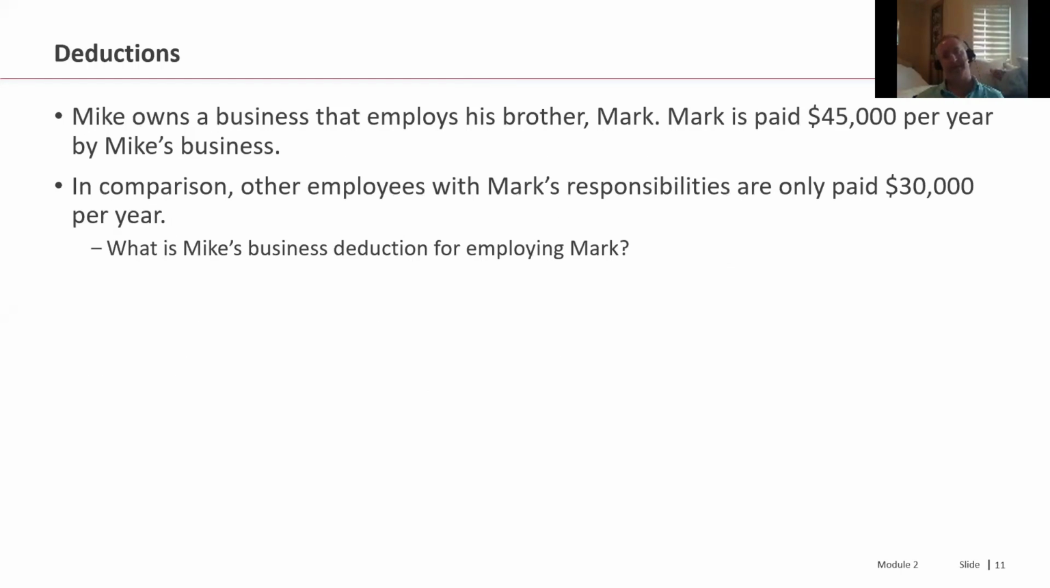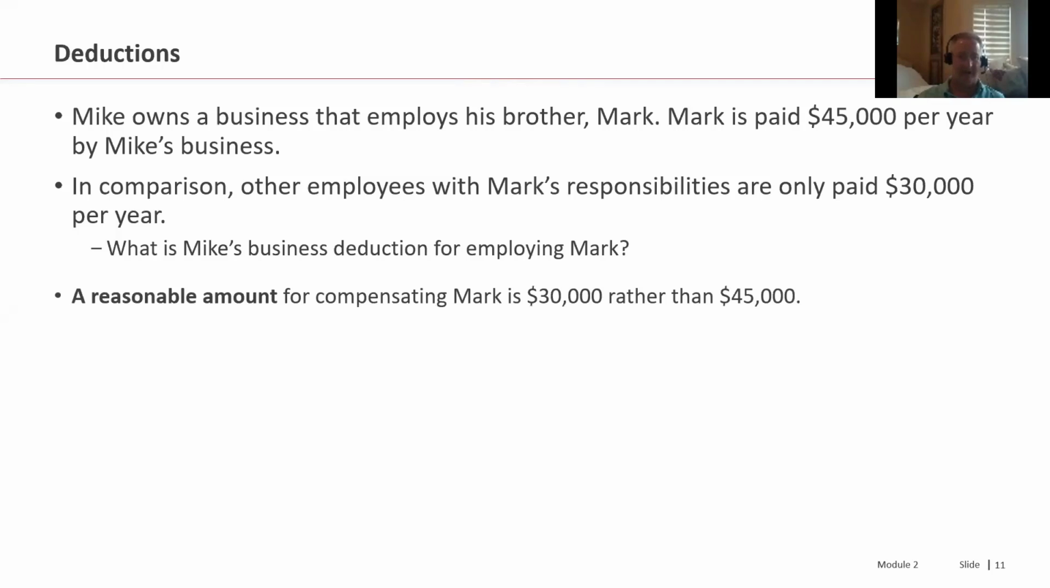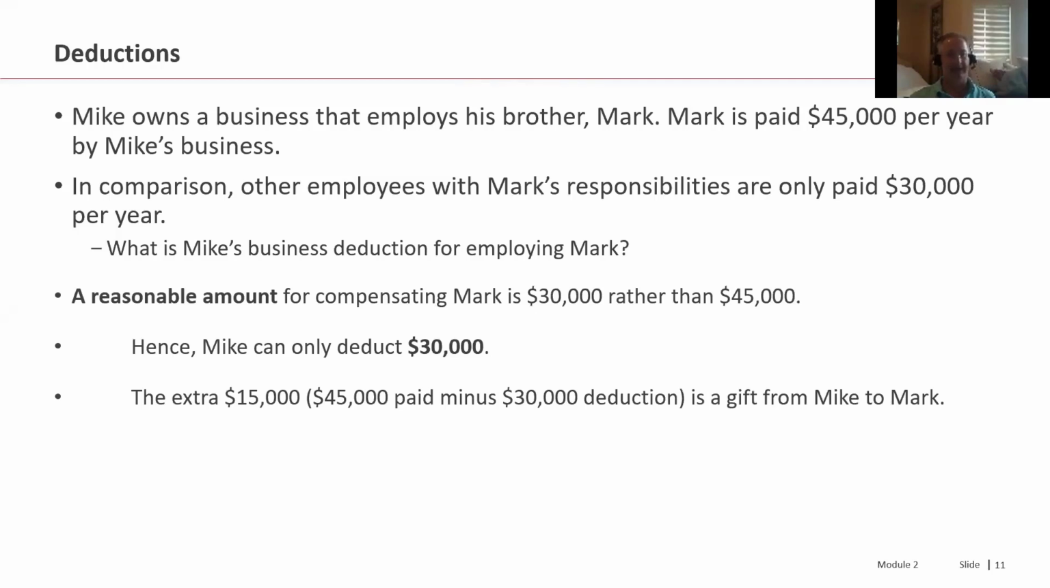All right, so Mike owns a business that employs his brother Mark. Mark's paid $45,000 in wages by Mike's business. The other employees that work in Mike's business that do what Mark does are only paid $30,000 a year. So what is a reasonable amount for Mike to compensate Mark? The answer is $30,000, not $45,000. As a result, Mike can only deduct $30,000 because that's a reasonable amount of compensation. Anything more than that would be deemed unreasonable.